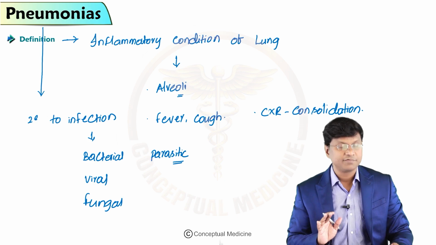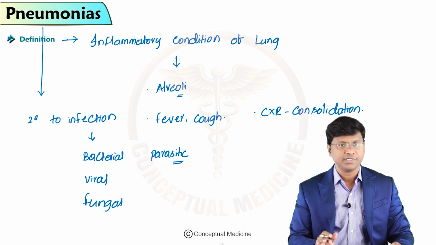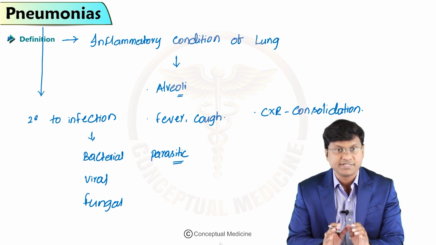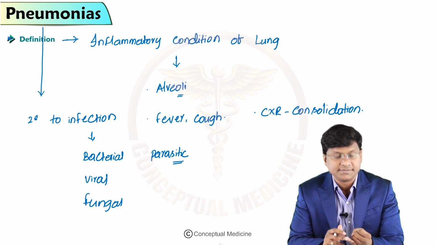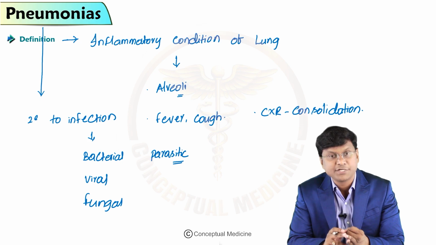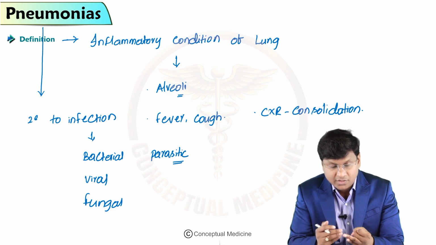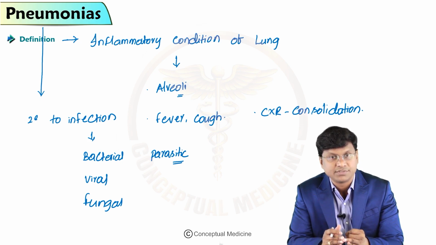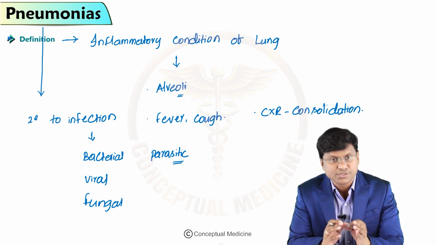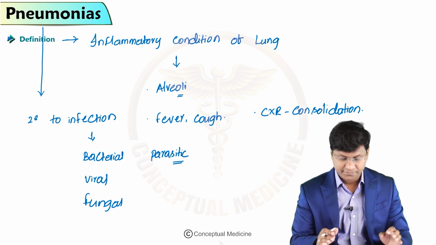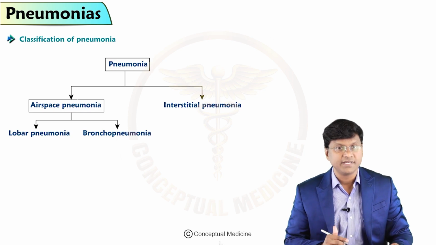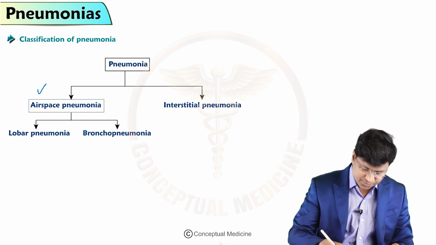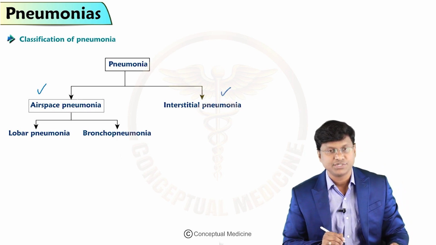Now let me tell you the classification of pneumonia. Pneumonias are classified in various ways. One is anatomical classification. The second classification is from where the organism has been acquired by the individual. And then we have primary as well as secondary pneumonias. First, let me take up the anatomical classification. Anatomically, pneumonia is classified as airspace pneumonia as well as interstitial pneumonia.